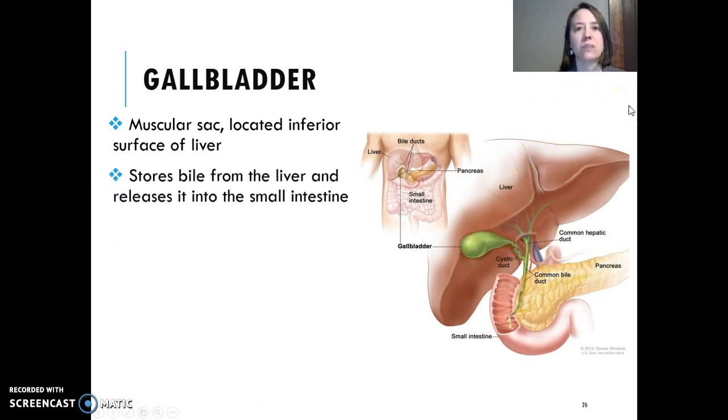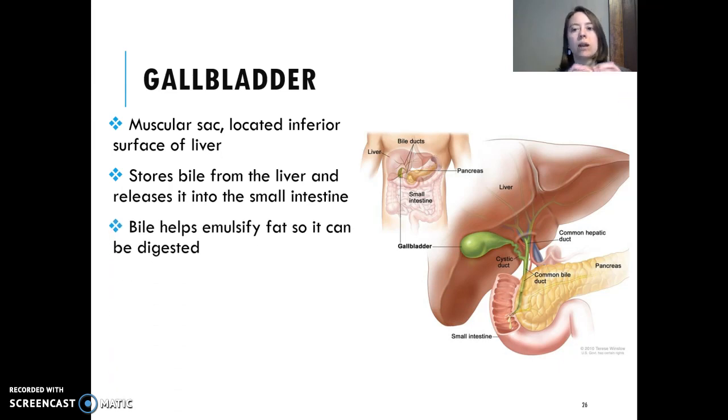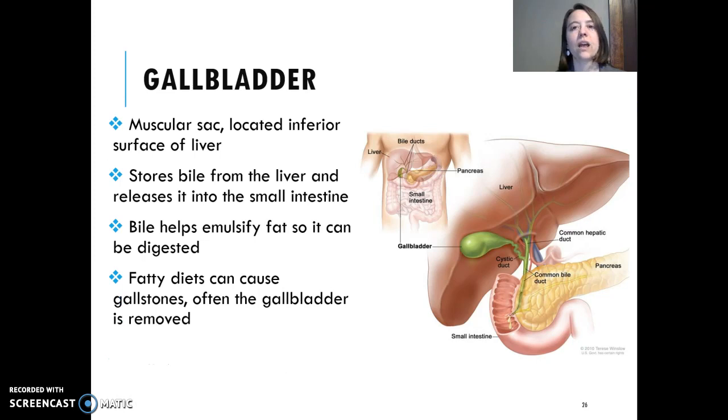It stores bile that was made in the liver, and then the gallbladder will release the bile into the small intestine. And if you remember, the bile helps emulsify or break the fat up into little droplets so it can be digested. And as you remember, fats are not water soluble, and so that's why they need to be emulsified. So fatty diets can lead to gallstones, and often with gallstones, the gallbladder needs to be removed. So you can live without a gallbladder, but it is better to avoid all of that.